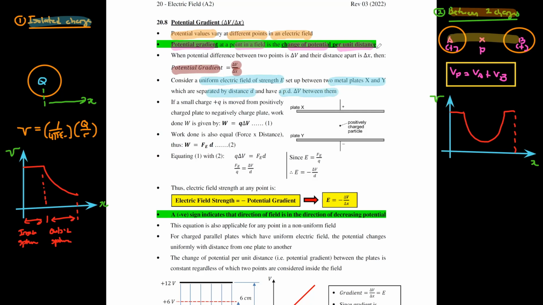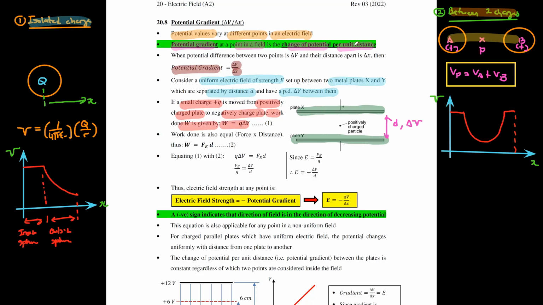So these are your charged parallel plates. Between the plates, you have a separation of D and a potential difference of delta V. Let's consider that you put a positive test charge inside the field and you let it move. Here a small positive charge Q is being moved from the positively charged plate to the negatively charged plate, such that the work done, W, is given by Q delta V.